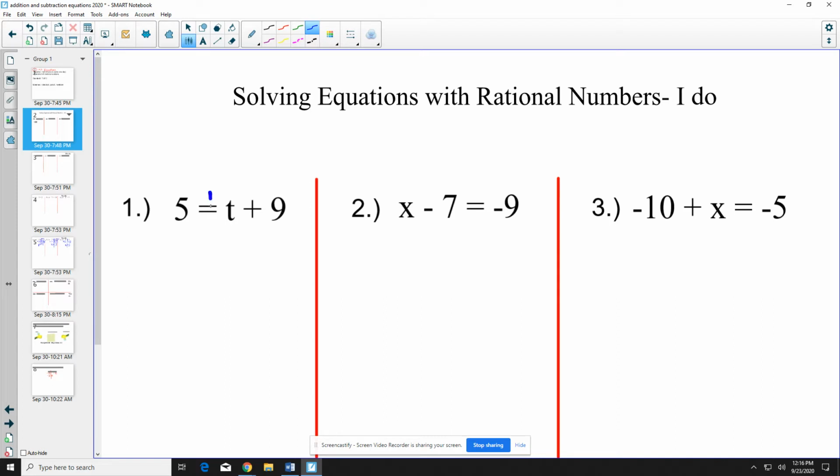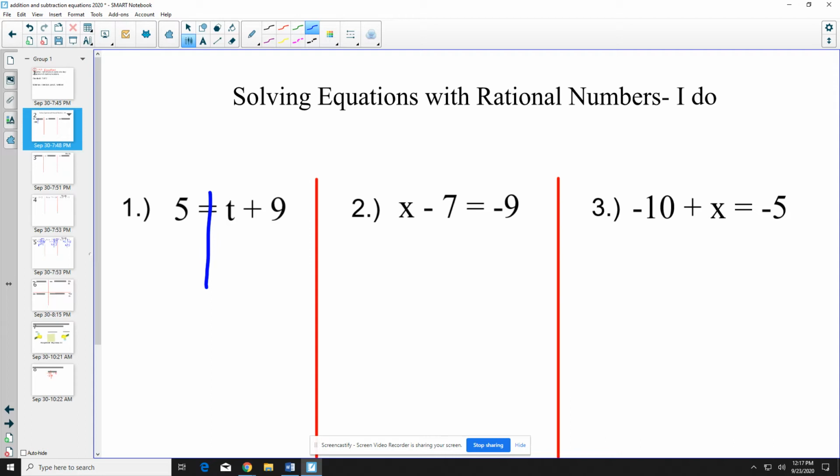Okay, so what I do is I draw a line where the equal sign is to separate the left and the right side. Whatever you do to one side of the equation, you have to do to the other. Okay, so when you solve an equation, you look for the side with the variable. Okay, look at number 1. The variable is t. So I look at the side with the t and I notice it says plus 9.